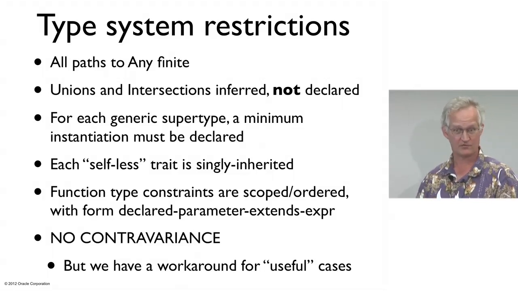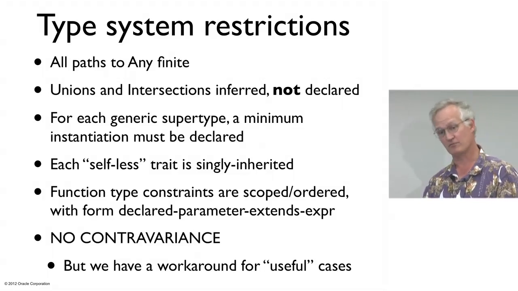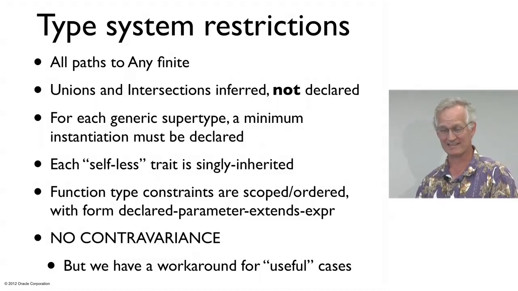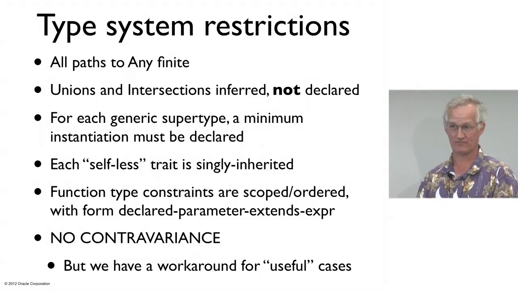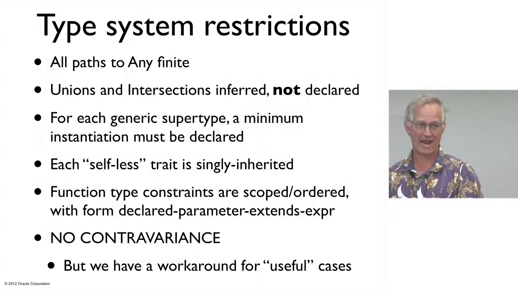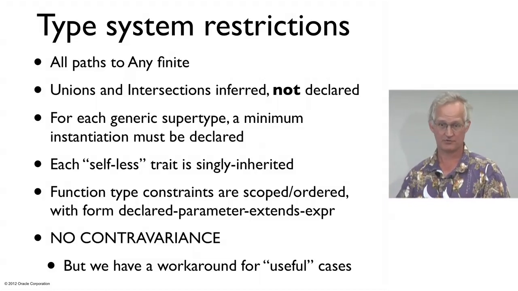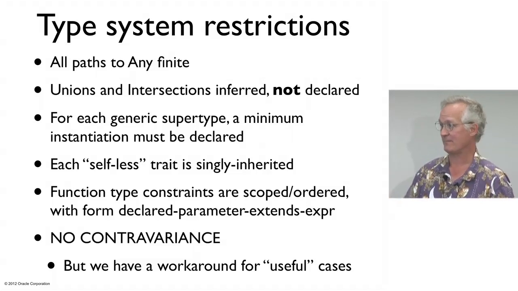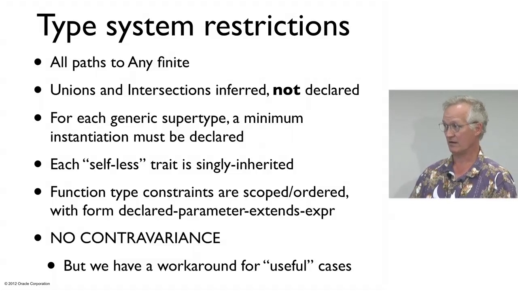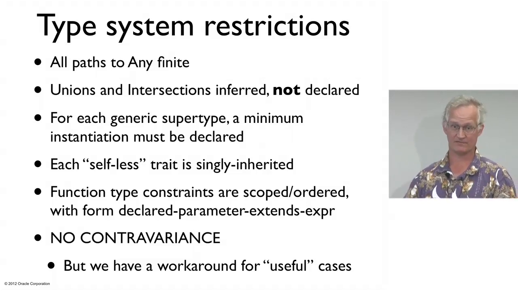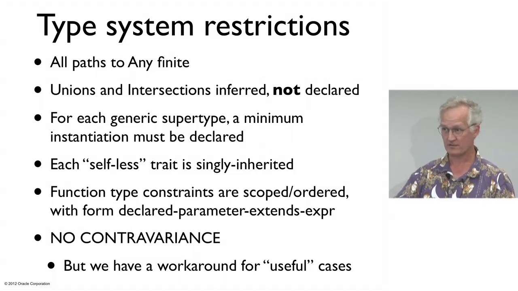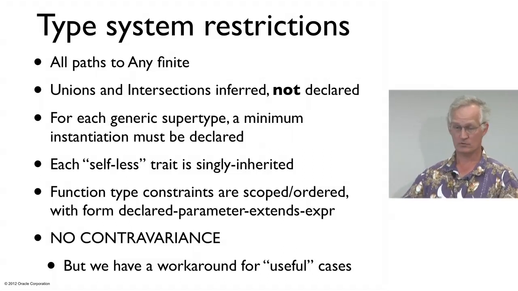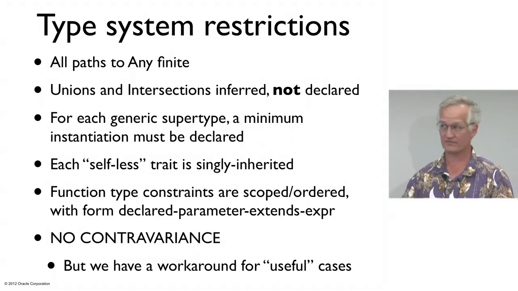This means, for instance, that you could not extend foo of string and foo of integer without extending something else that was both a foo, that was both a string and an integer, and you had to declare that you extended it. So this has to happen. The selfless traits are a little weird. They have to be singly inherited. So for any given selfless trait, say ring or field or comparable, if you look at all of its instances, they form a forest, not a DAG.